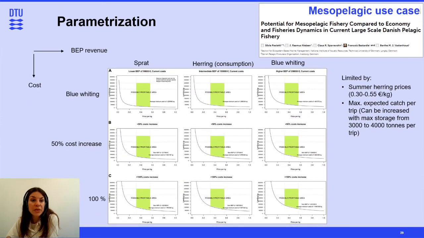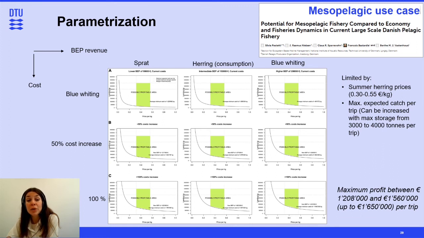The scenarios resulted in the following profitable areas. Here, horizontally, the revenue functions vary, and vertically, the cost functions. The profitable areas are limited by the expected fish prices and maximum expected catch per trip, according to the interviews. The upper right corners of the profitable areas indicate the maximum possible profit for each scenario, which ranges in this case between 1.2 and 1.5 million euros per trip.